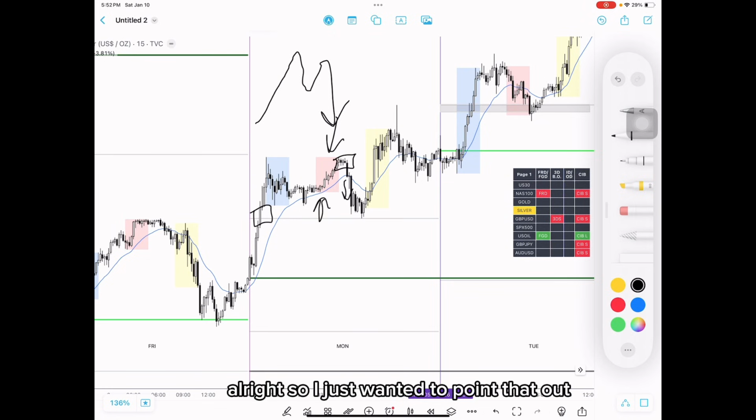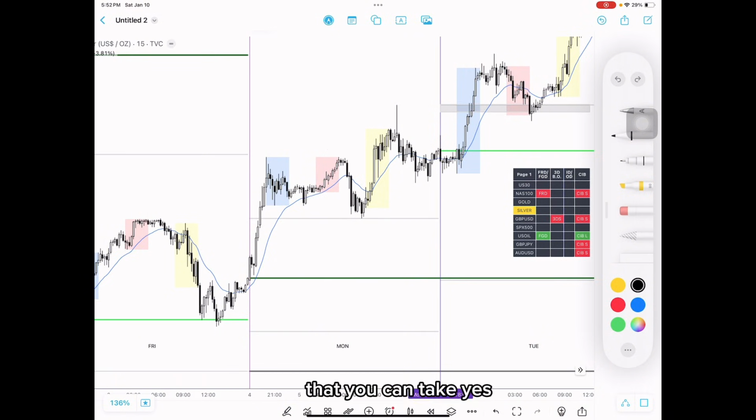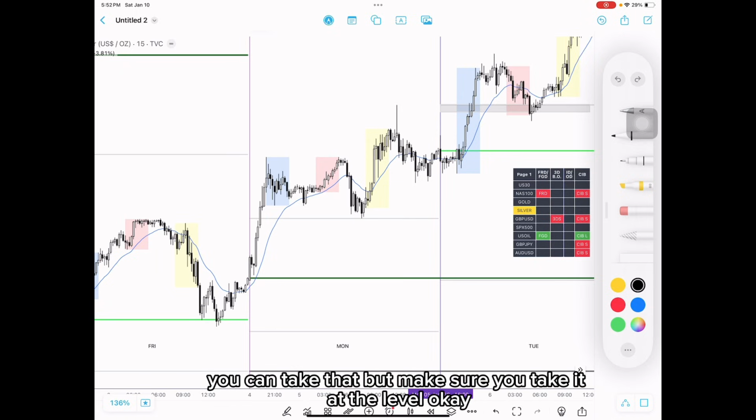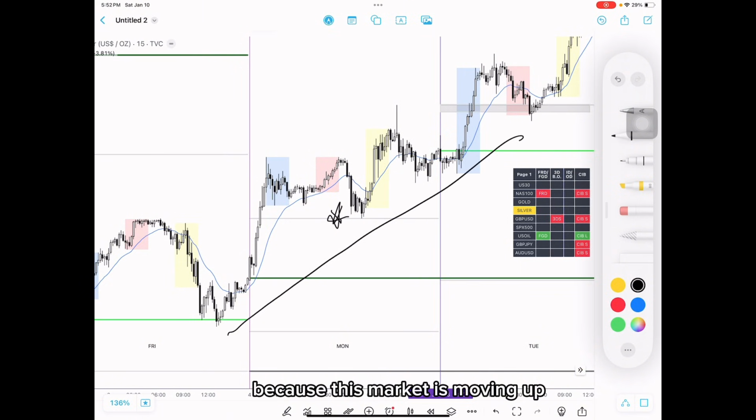All right, so I just wanted to point that out just in case you guys were wondering if that was a reversal trade that you can take. Yes, you can take that, but make sure you take it at the level. Okay, that's a nail and bail. Why? Because this market is moving up. So that is a nail and bail.